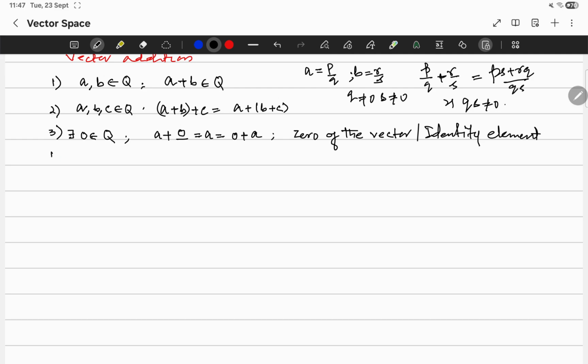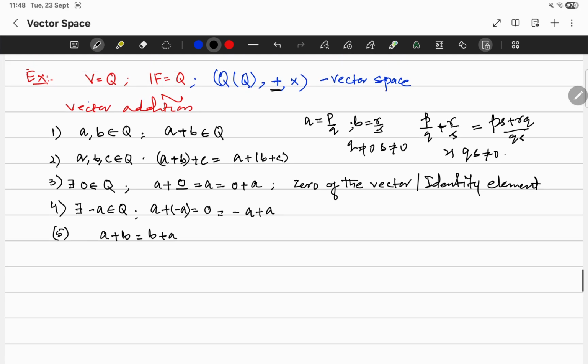Okay, then the fourth property: there should be some element which, if you add to a, gives the identity element, the 0 of the vector, and that will be minus that rational number. So there exists minus a in the rational numbers such that a plus (minus a) is equal to 0, that is, minus a plus a is equal to 0. And the fifth property is the commutative property. If a and b are two rational numbers, then a plus b is equal to b plus a. So this is about the vector addition.